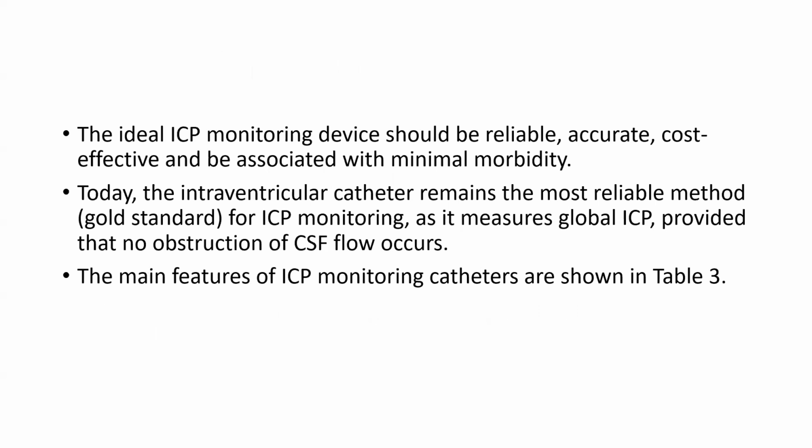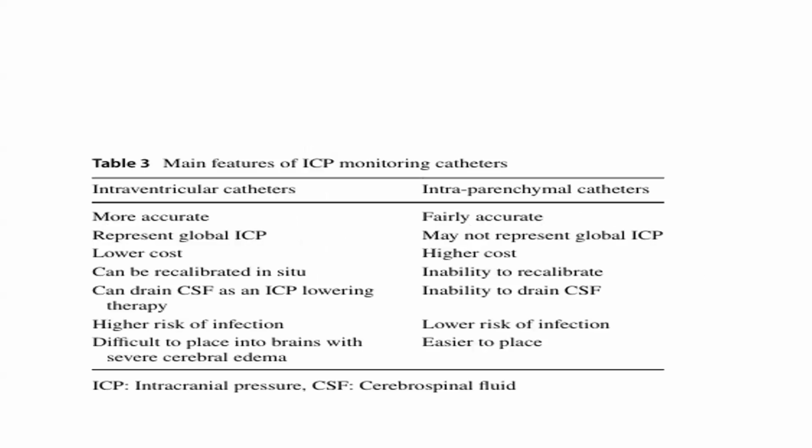So the main features of ICP monitoring catheters are discussed below. Intraventricular catheters are more accurate. They represent global ICP, have lower cost, can be recalibrated in situ, and can drain CSF as ICP-lowering therapy. However, they carry a higher risk of infection and are difficult to place in a brain with severe edema.